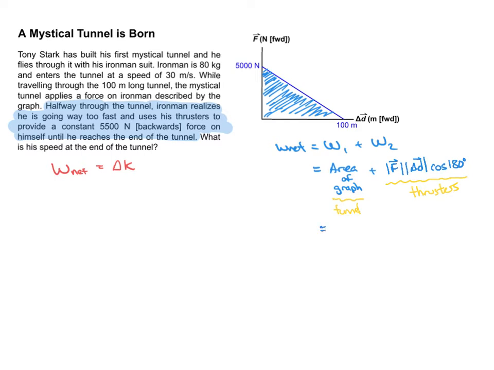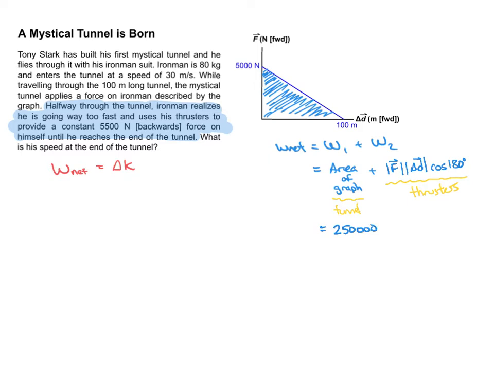The area of this graph, so I see a triangle there, so that's half base times height. So base times height is 5,000 times 100, so that's 500,000. Divide that by 2, 250,000.